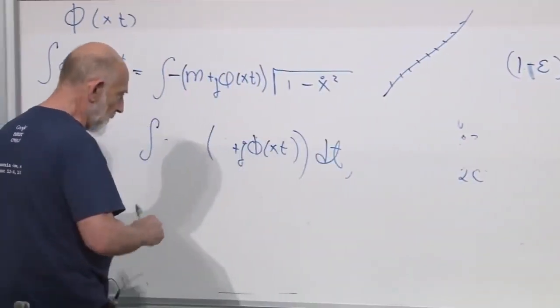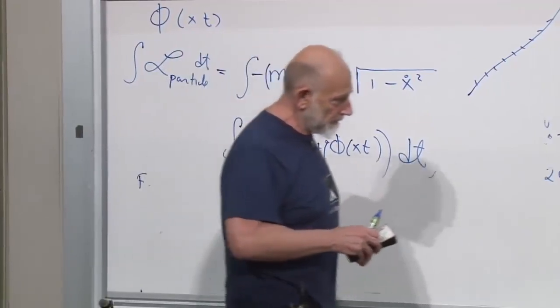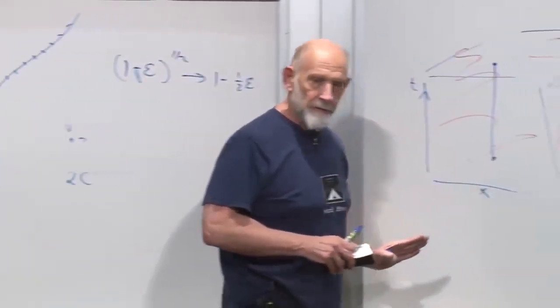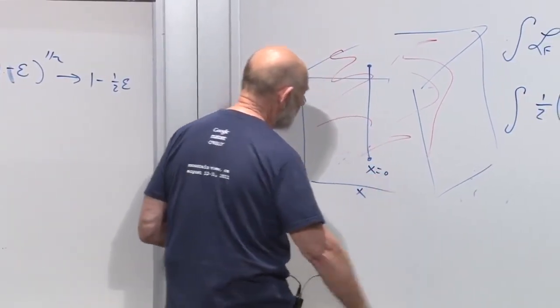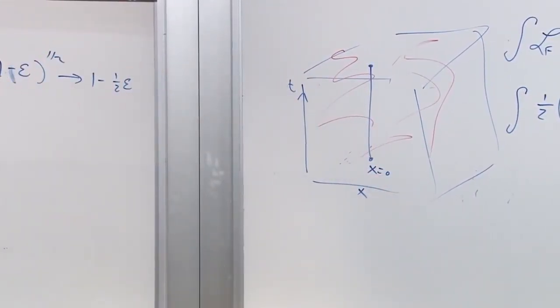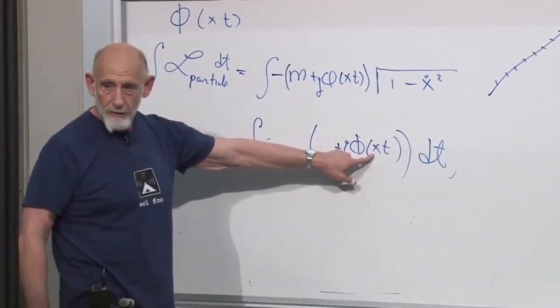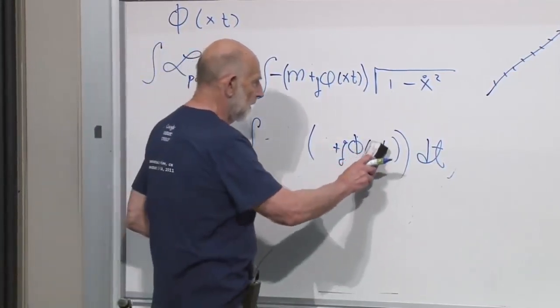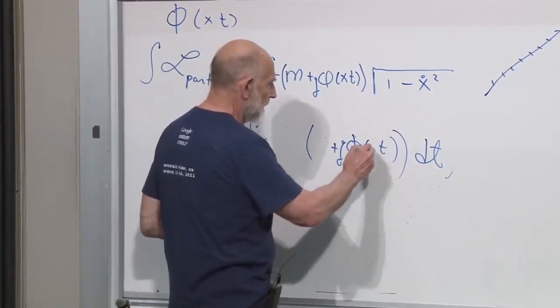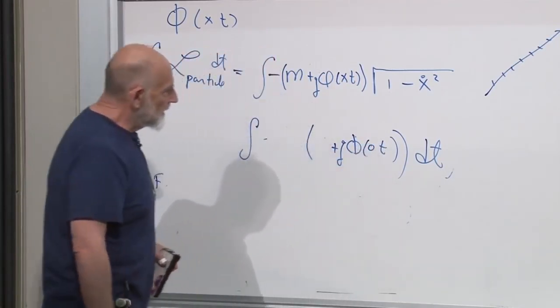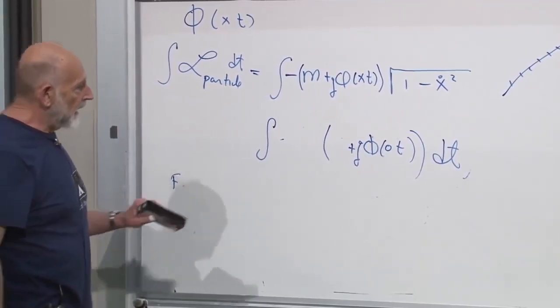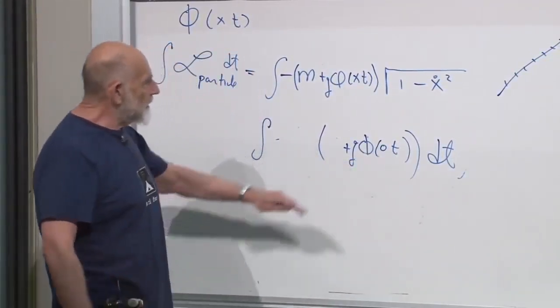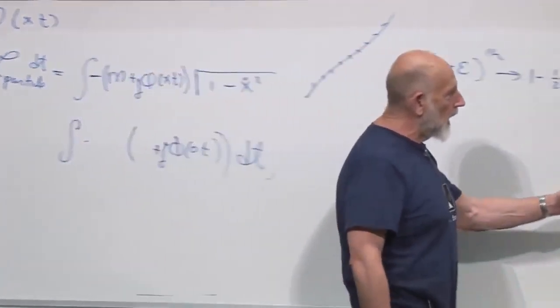Oh, sorry. Let's go back a step. Where should I put this particle? For convenience and simplicity, let me just put it at x equals 0. It's a particle at position x equals 0. Then what do we put in here? Well, we put in the position of the particle, x, which is 0. Phi of 0 and t. Integral dt.